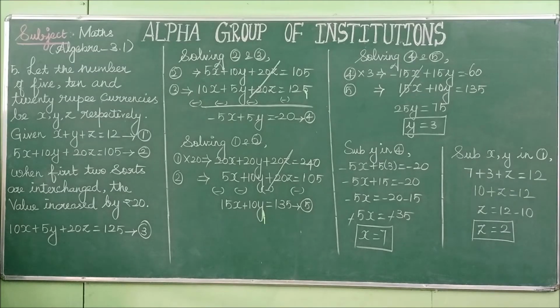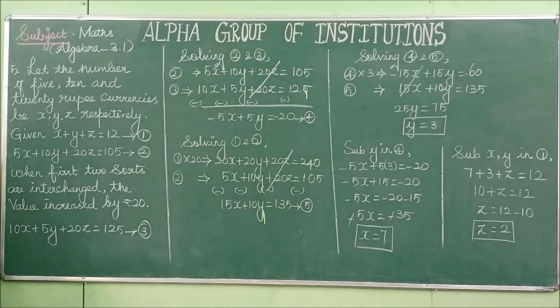So we don't know how many 5 rupee, 10 rupee and 20 rupee coins there are. So we simply take the numbers of 5, 10 and 20 rupee currencies to be x, y, z respectively. So what did they tell you? There are 12 pieces. So how many pieces in total? You can sum up all the 5, 10 and 20 rupees. So x plus y plus z is equal to 12.